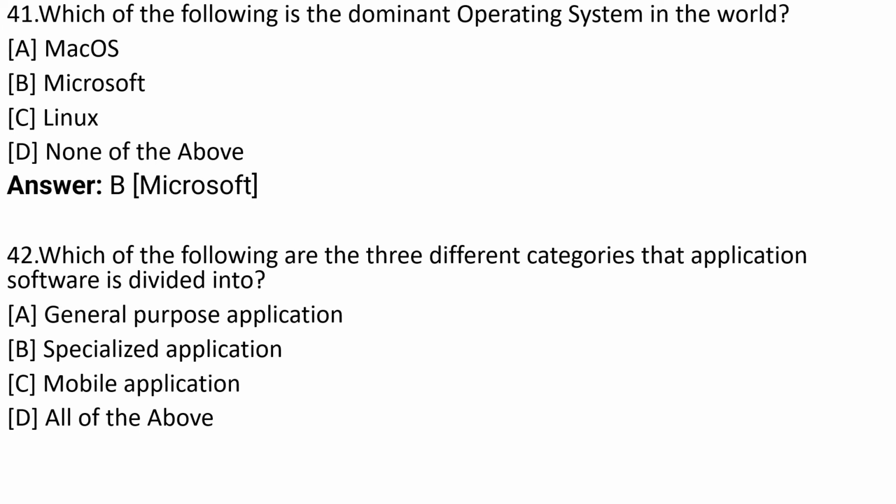Question number 42. Which of the following are the three different categories that application software is divided into? Option A general purpose application, option B specialized application, option C mobile application, option D all of the above. And the answer is option D all of the above.